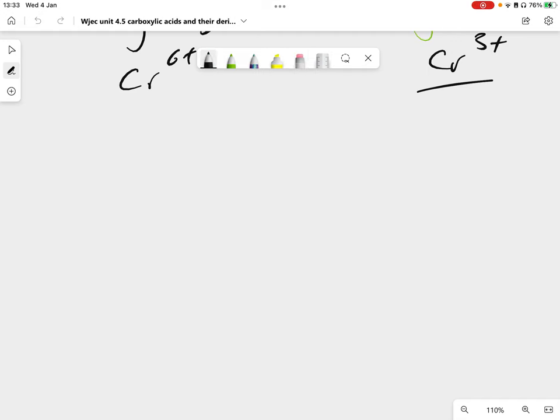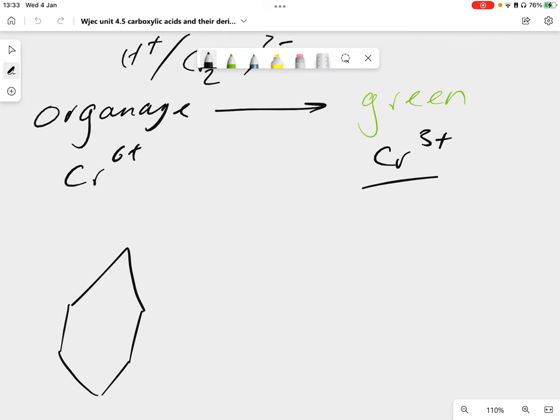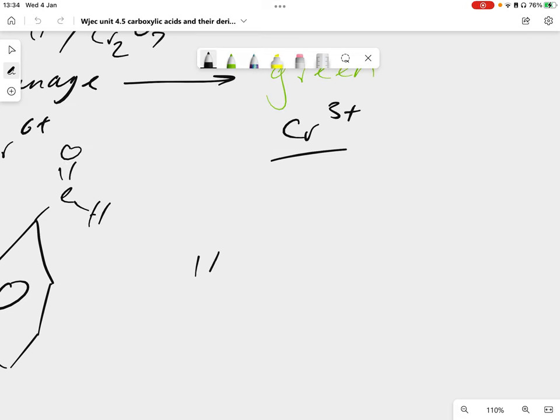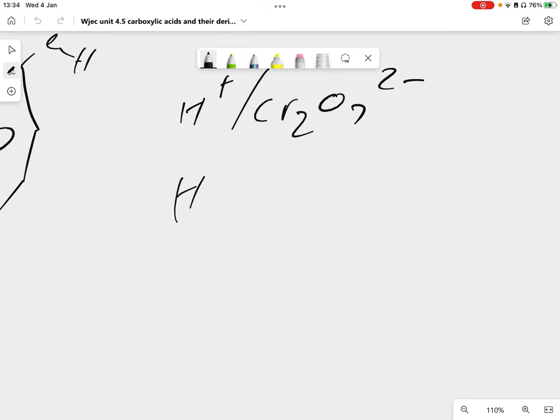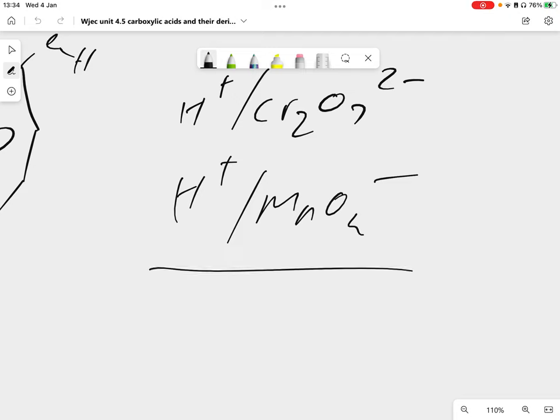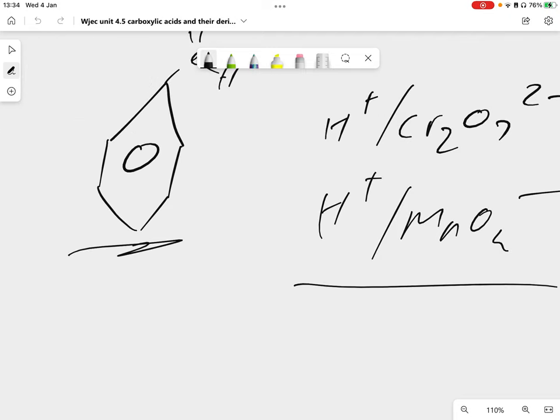So if I draw it, for example, I draw an aldehyde group directly onto the benzene ring. You can either use acidified potassium dichromate and you get the same colour change result, but most commonly you'll use acidified potassium manganate. It's a stronger oxidizing agent and this will be more stable.